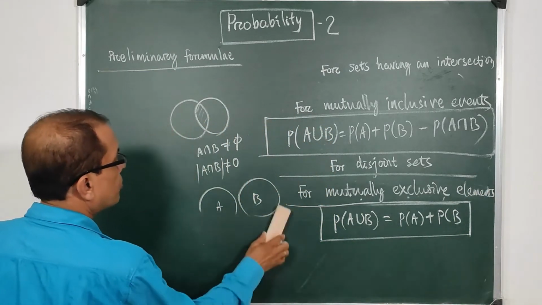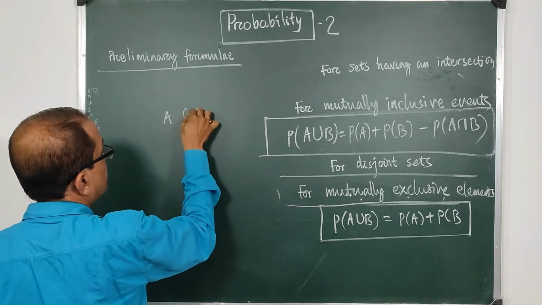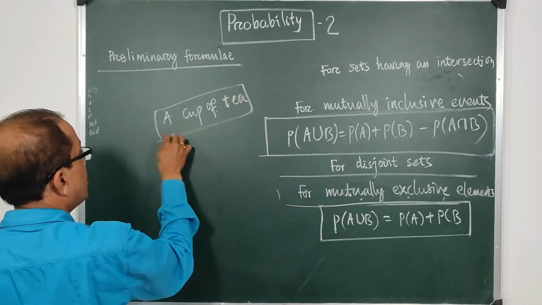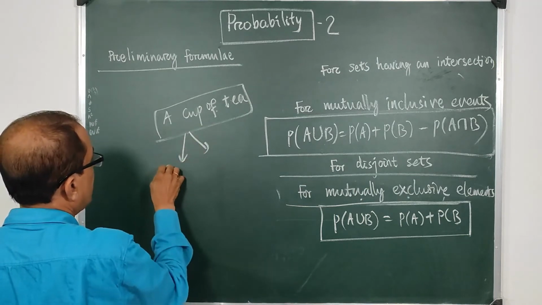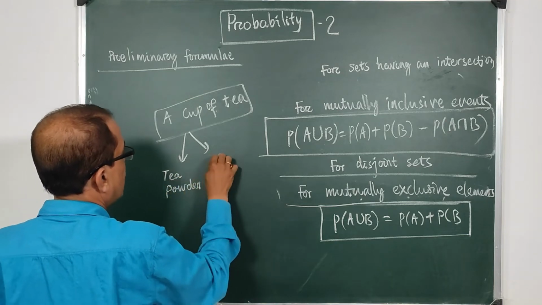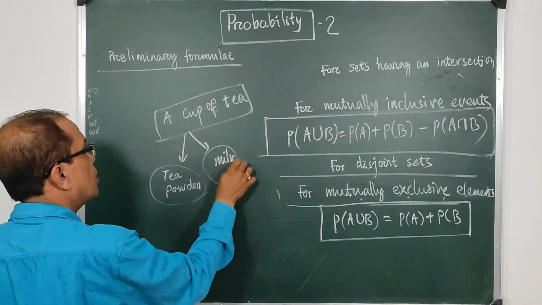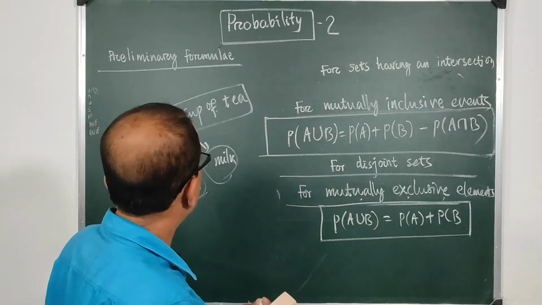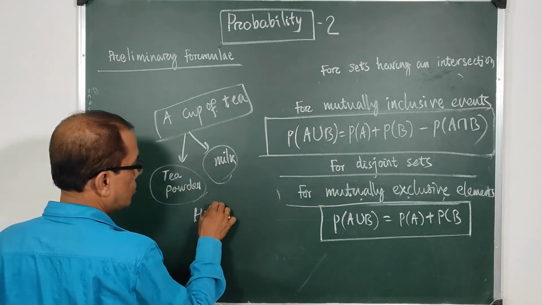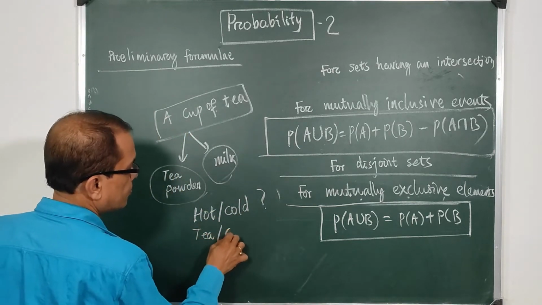If you need an example for this, suppose you are asking for a cup of tea. If you consume a cup of tea, that means you have consumed two things: the tea powder factor and the milk. So these two things are juxtaposed, they are interlinked to each other. But what if you are asked hot or cold, tea or coffee?